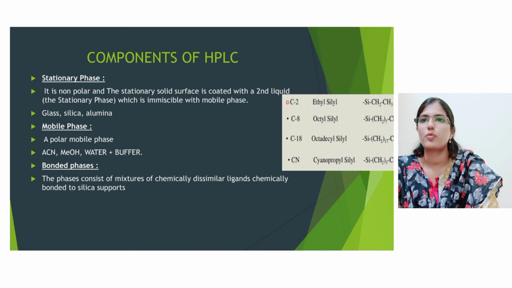And the next one is components of HPLC. In the components of HPLC, the first one is stationary phase. It is non-polar, and the stationary solid surface is coated with a second liquid stationary phase, which is immiscible with the mobile phase. Example: glass, silica, alumina. The second component is mobile phase, which is a polar mobile phase: acetonitrile, water and buffer combination. Bonded phases: the phases consist of mixtures of chemically dissimilar ligands chemically bonded to silica supports.